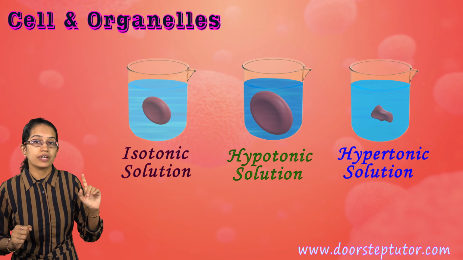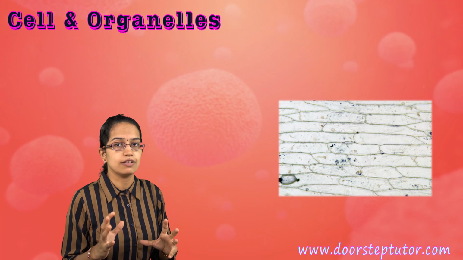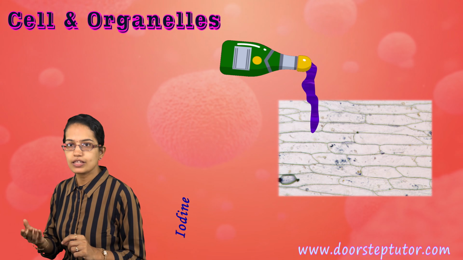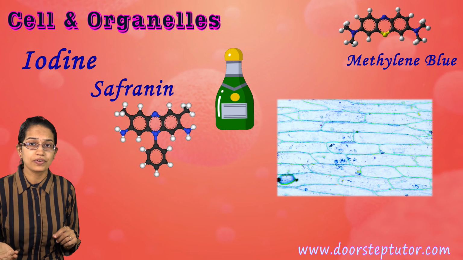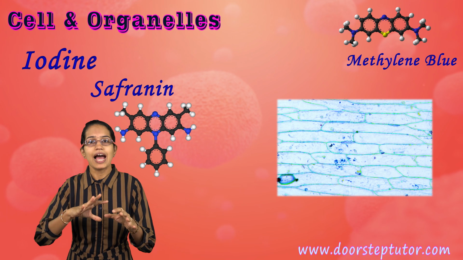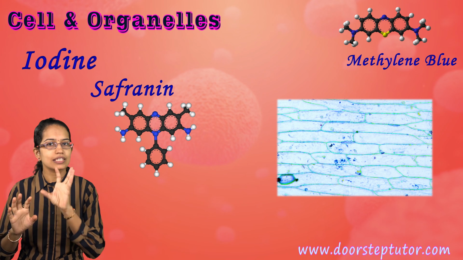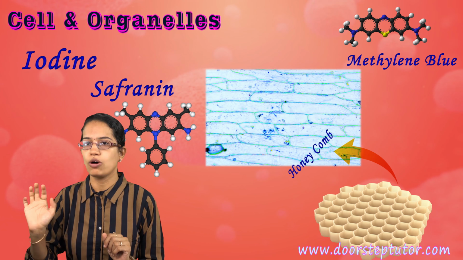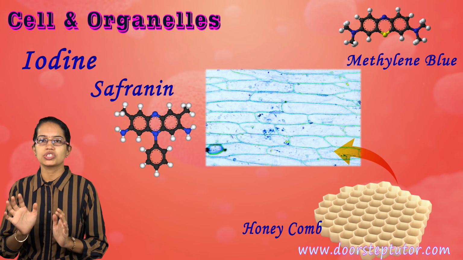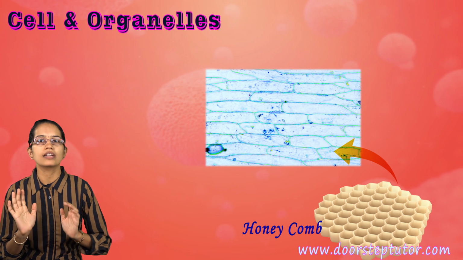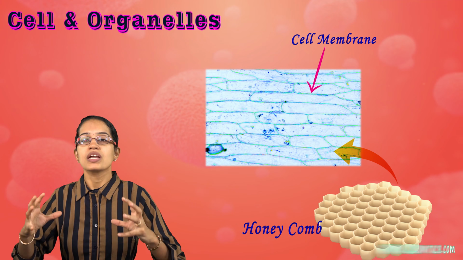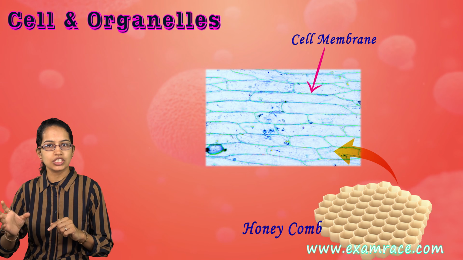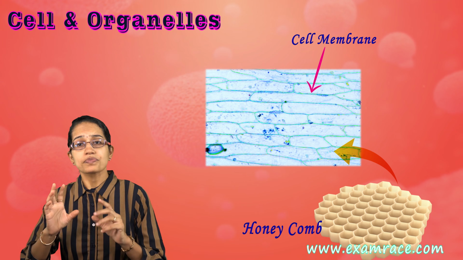Initially, when we talked about the structure of the cell, we saw onion peel being stained by iodine, methylene blue, or saffron. All of these stains act as dyes and help us understand the structure of the cell. So we understand the arrangement of the cell in a honeycomb structure. In this honeycomb structure, the outermost part is the cell membrane. Now this cell membrane, when it is selectively permeable, helps to exchange gases with the nearby ones.